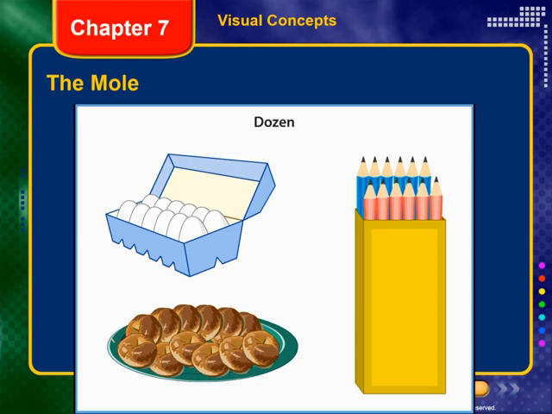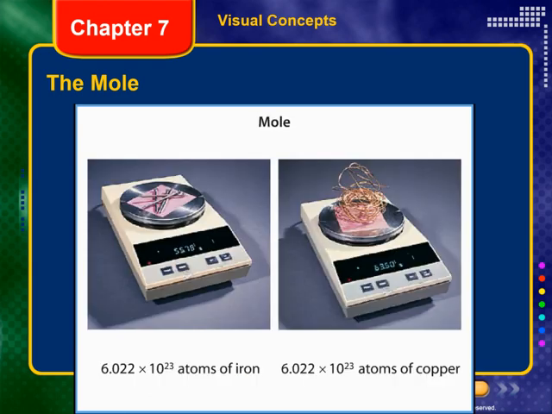Similarly, a mole of iron and a mole of copper have different masses and have different properties, but both represent the same number of atoms, 6.022 times 10 to the 23rd atoms.